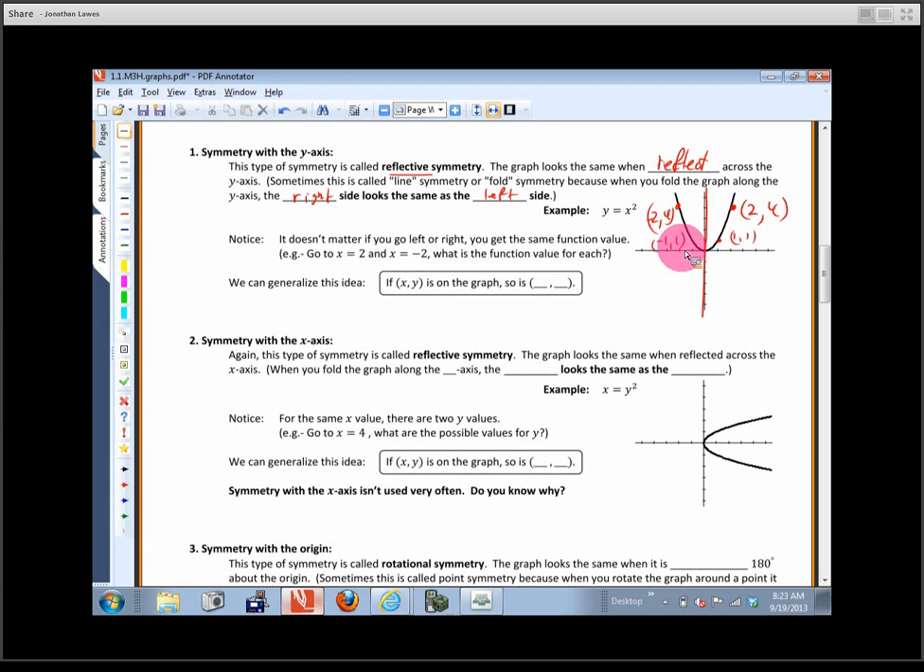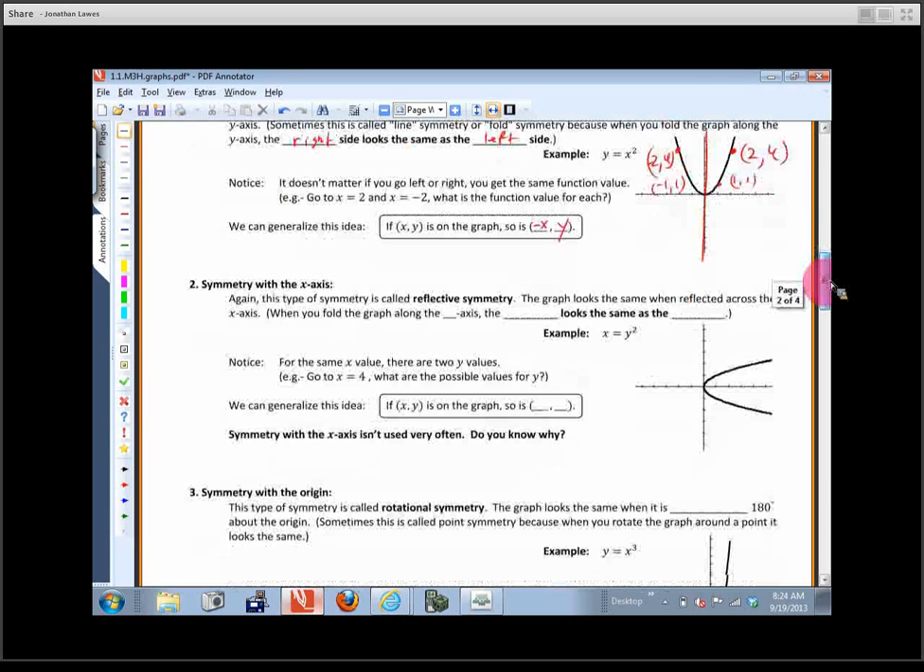So we can generalize this. Remember, we want to come up with ways of stating this fact in general. If (x, y) is on the graph and it's symmetric with the y-axis, what other point would also be on the graph? Change the sign of the x-coordinate, and it would have the same y-coordinate. It doesn't matter whether you go to the left or the right, you get the same y-coordinate. Any questions?